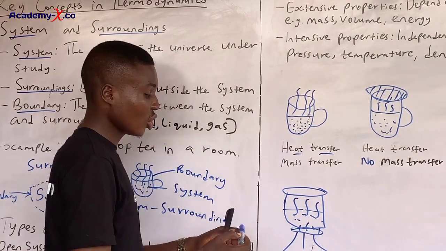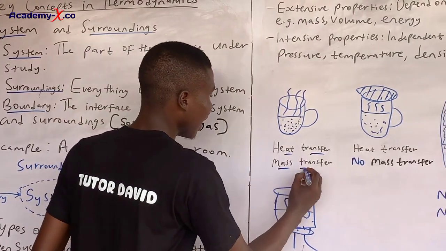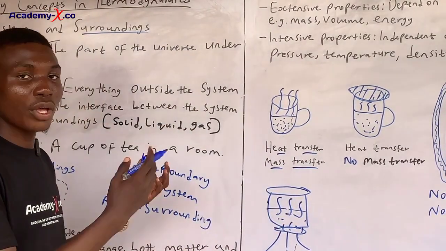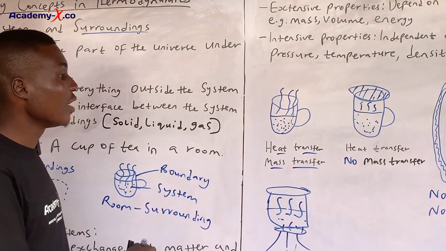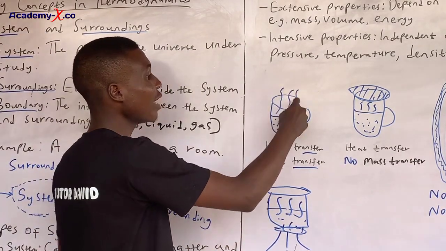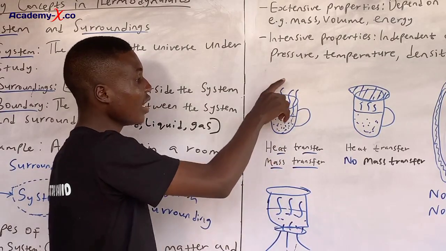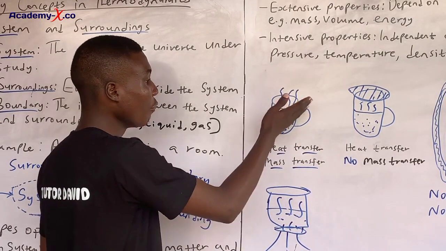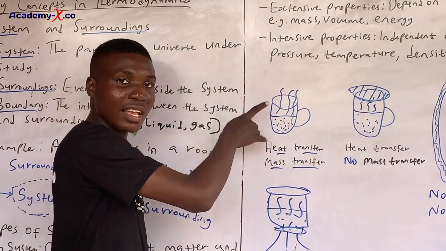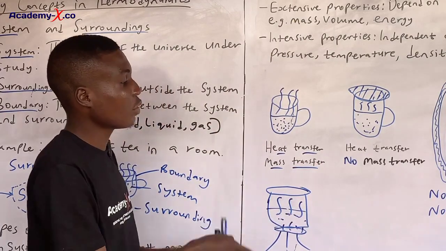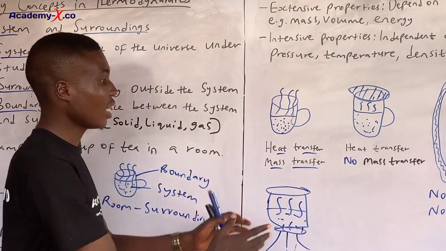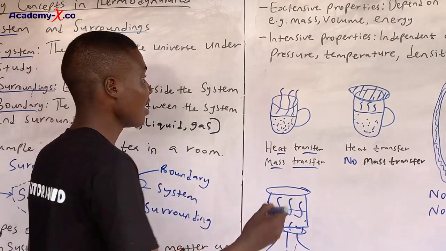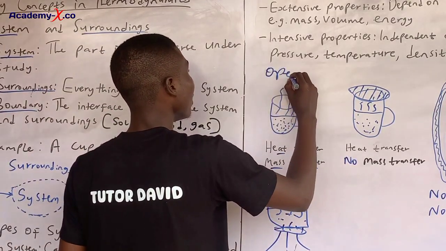But then mass transfer, which is the exchange of matter, is also occurring because the movement of the gases from the teacup into the surrounding is movement of matter from the system into the surrounding. So there's exchange of energy and there's exchange of mass in the system. So that is that for an open system.